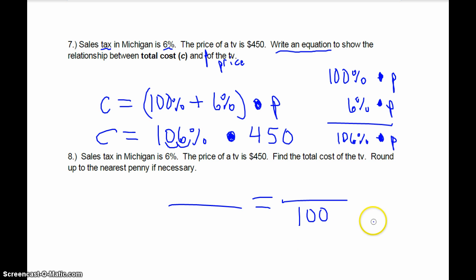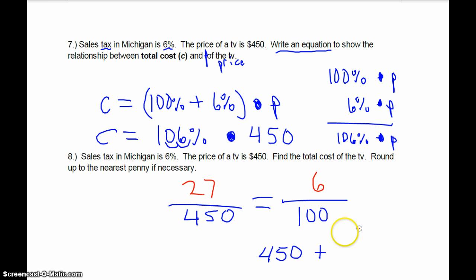But I'll do a proportion. I know that the price before tax is $450. I know that tax is going to be 6% of that amount. So the tax is going to be $27. 6 times 450 divided by 100, $27. So I've got to add that to my price. So my price, the part that the store gets, is $450. And the tax, the part that the government gets, is $27. So my total cost is going to be $477.